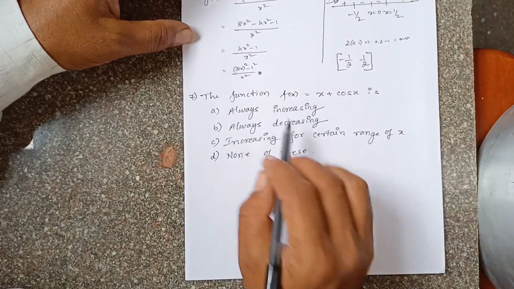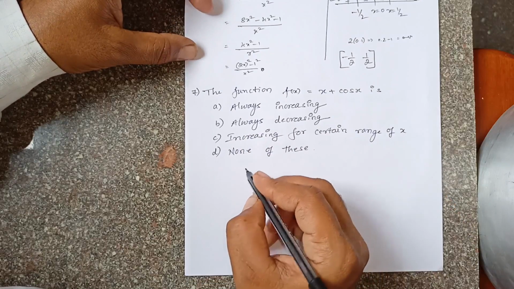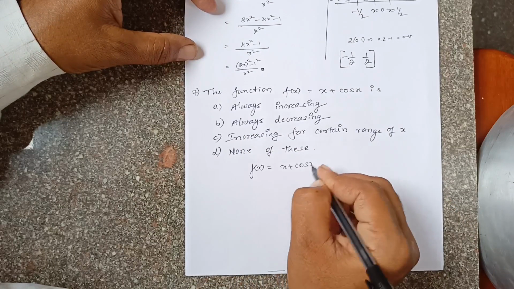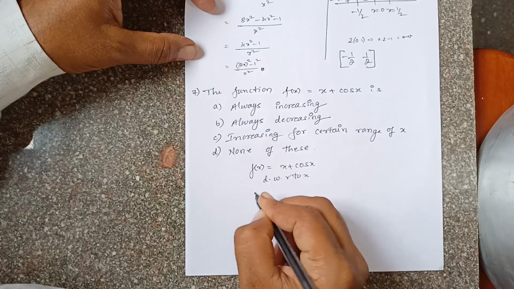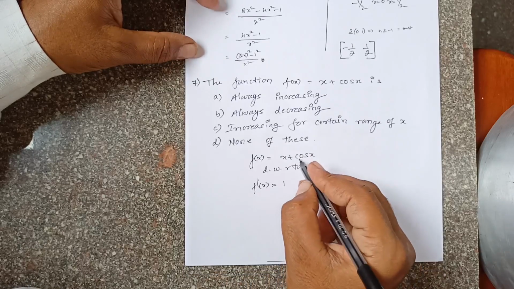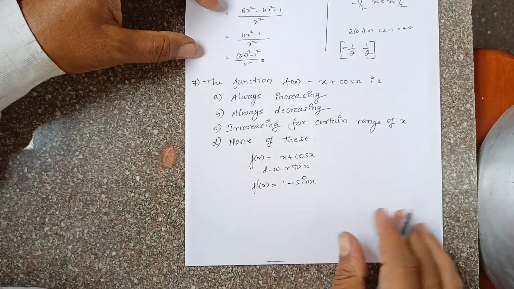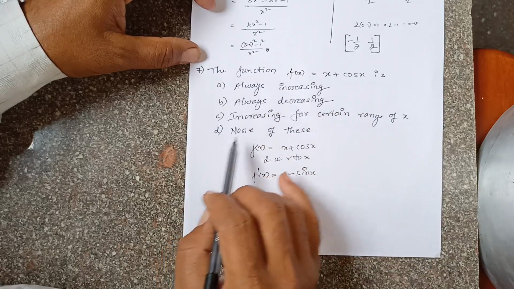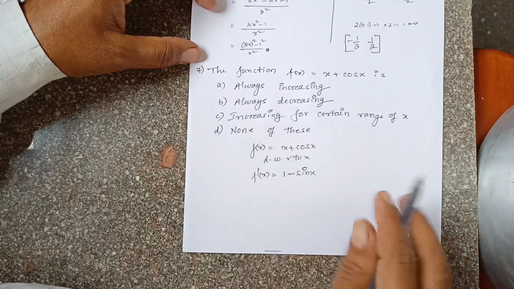Seventh question. The function f of x is equal to x plus cos x. Differentiating the function with respect to x, f dash of x is equal to 1 plus the differentiation of cos x, which is minus sin x. Now they are asking whether the function is always increasing, always decreasing, increasing for a certain range of x, or none of these.